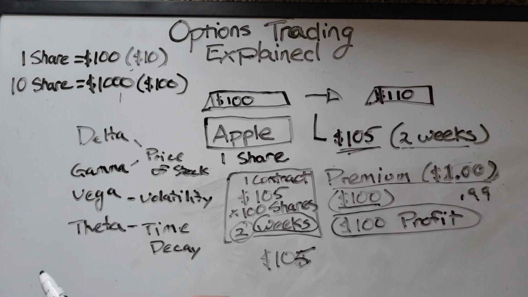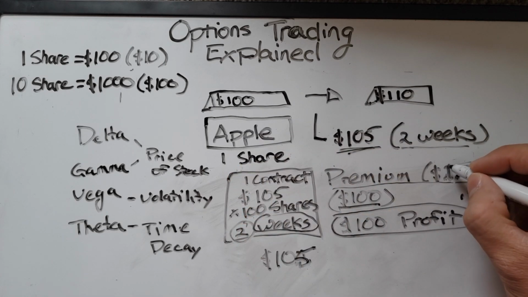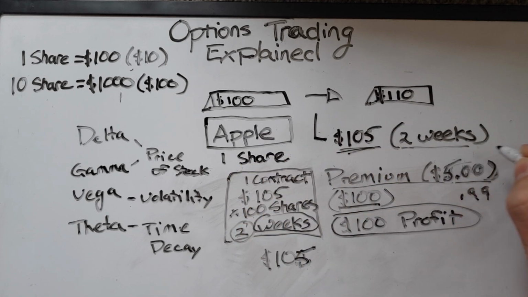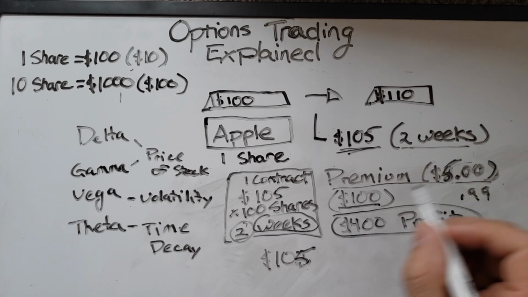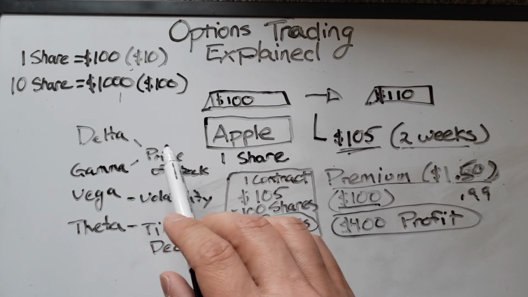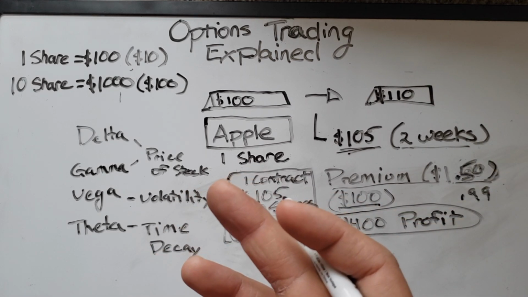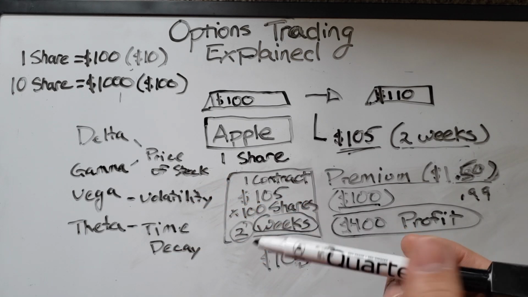Vega, which has to do with volatility, can increase the price drastically depending on how fast a stock is fluctuating. Let's say Apple goes from 100 to 110 in a matter of an hour. This premium may go up to as much as $5 because of the volatility, meaning your profit would be $400 if you were to sell at the peak. That's something that affects the price. And then, of course, the price of the stock will affect the option's price. But it's not just, okay, the stock goes up, my contract goes up. It doesn't work quite hand in hand like that. So I hope this breaks it down for you a little bit.